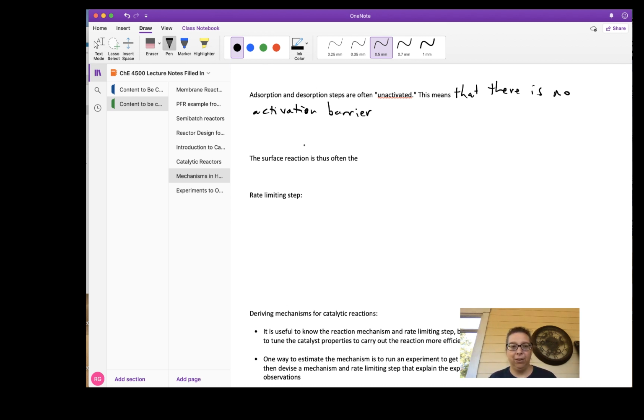Because of that, under the conditions in which the reaction is run, it's not going to be rate limiting. So the reaction is going to come into equilibrium, so we don't need to concern ourselves with that activation barrier. So in other words, we can say adsorption and desorption steps are driven by thermodynamics and not kinetics.